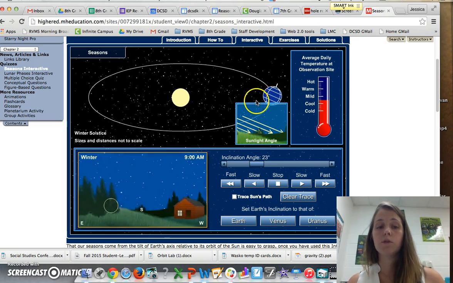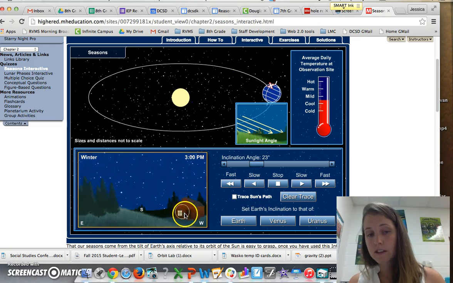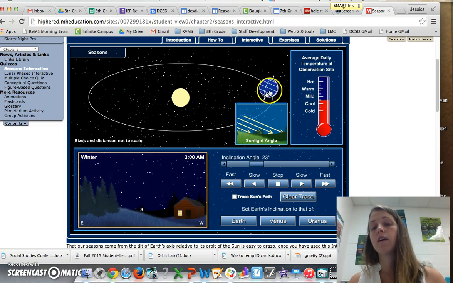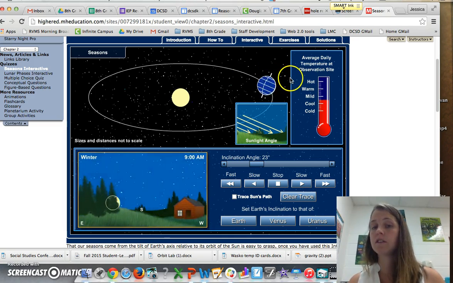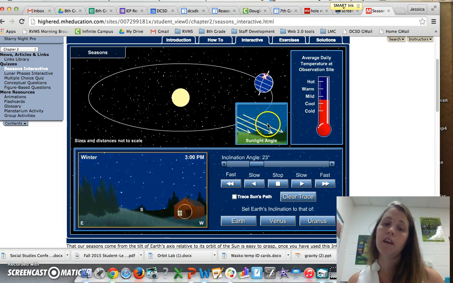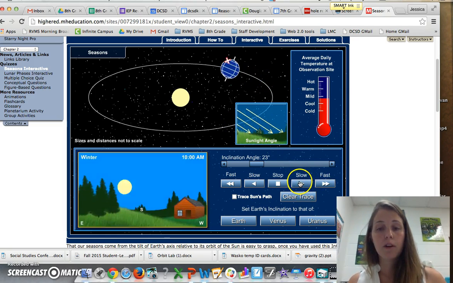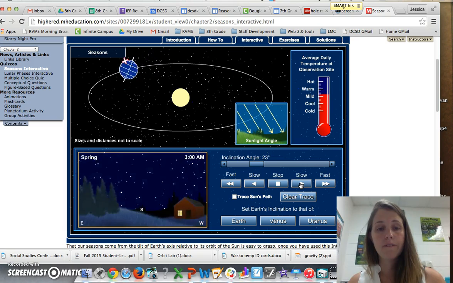So there's the winter solstice. Look how low in the sky the winter sun is. And that's when we are tilted completely away. Here we are up here, tilted completely away from the sun. Look at the angle of the sun's light. Okay, now let's compare that really quick to the summer.